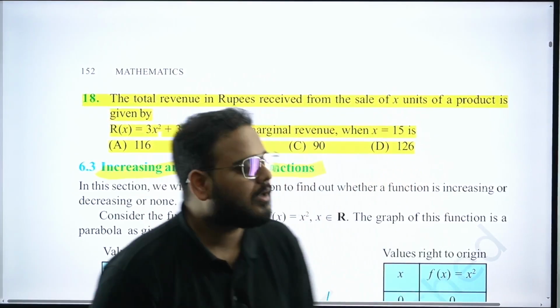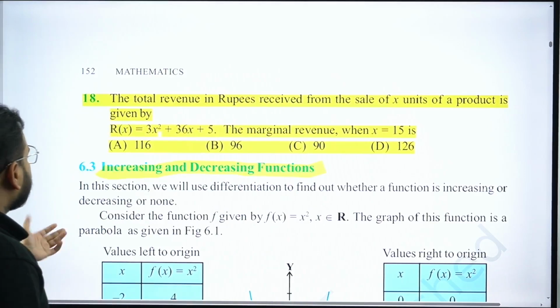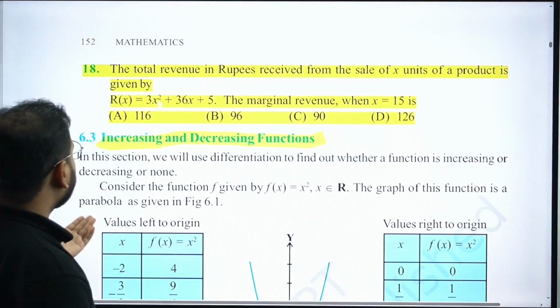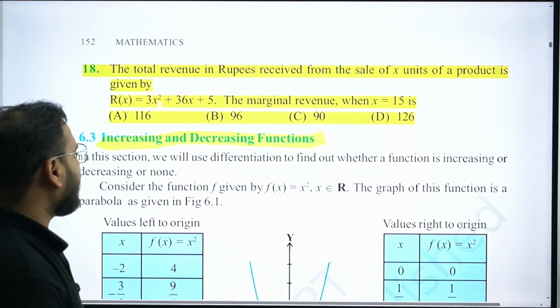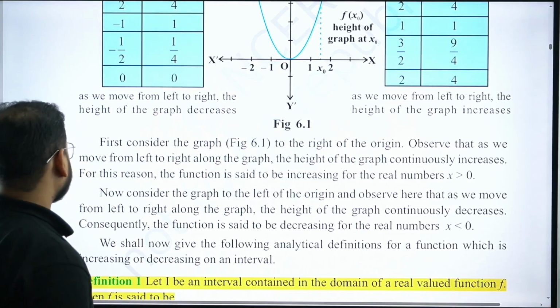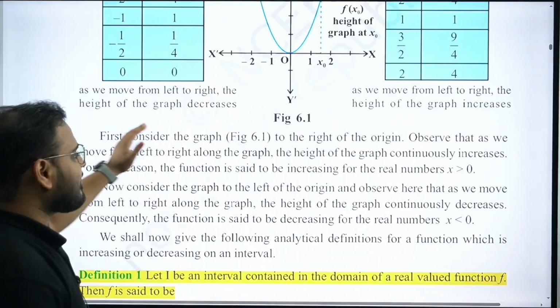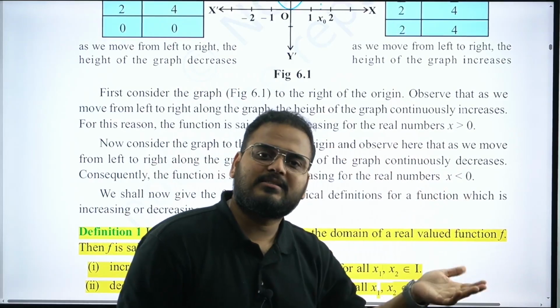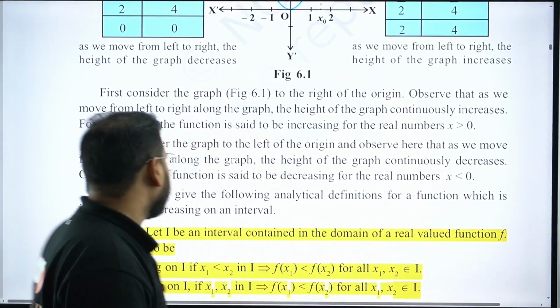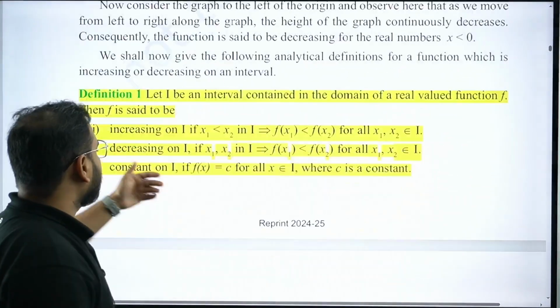Next is increasing and decreasing functions, okay? You have to find that out. How do you find that? Using derivative tests, okay? First derivative, second derivative test: you look at f dash of x and check the sign, whether it's positive or negative, okay? You can also find the critical points.